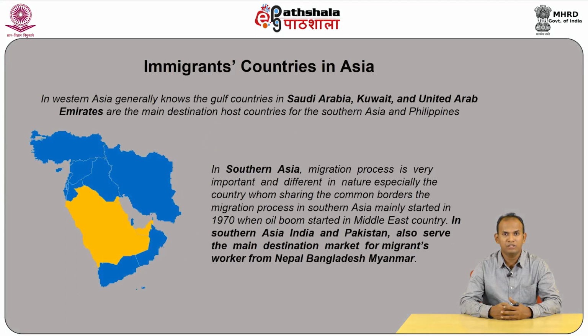In Western Asia, generally known as the Gulf countries, Saudi Arabia, Kuwait and United Arab Emirates are the main destination host countries for Southern Asia and the Philippines. In Southern Asia, the migration process is very important and different in nature, especially between countries sharing common borders. The migration process in Southern Asia mainly started in 1970 when the oil boom started in Middle East countries. In Southern Asia, India and Pakistan also serve as the main destination market for migrant workers from Nepal, Bangladesh and Myanmar.